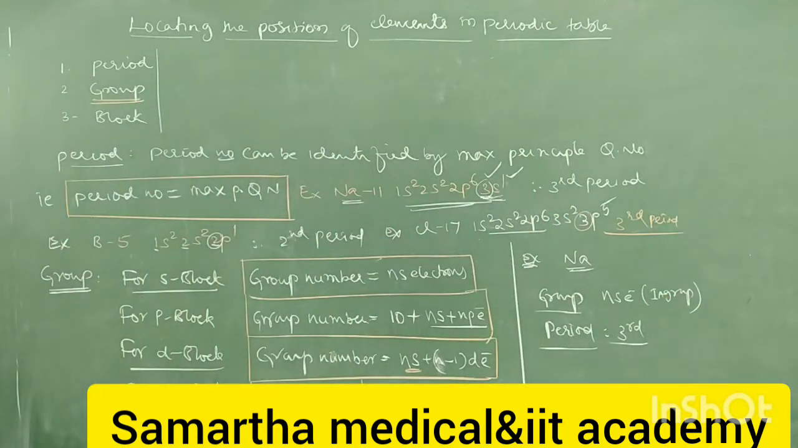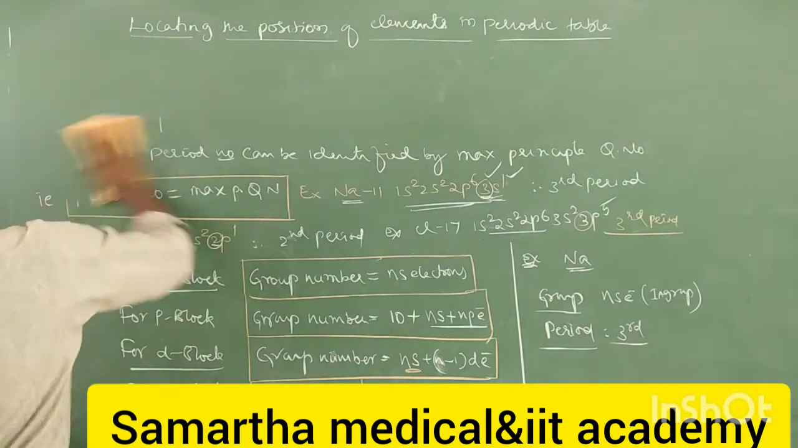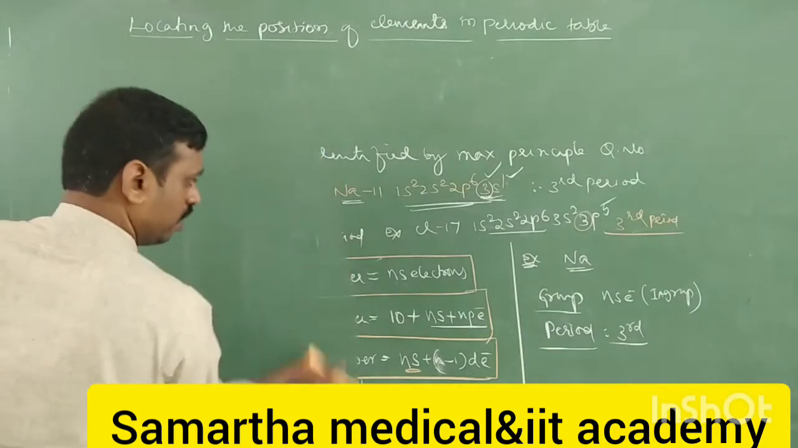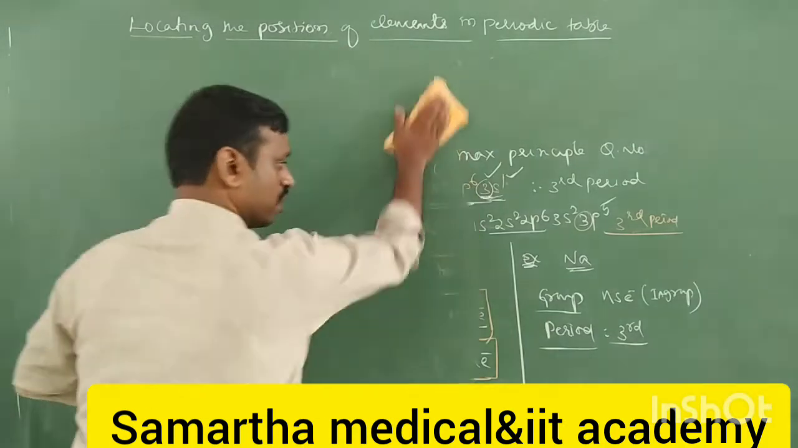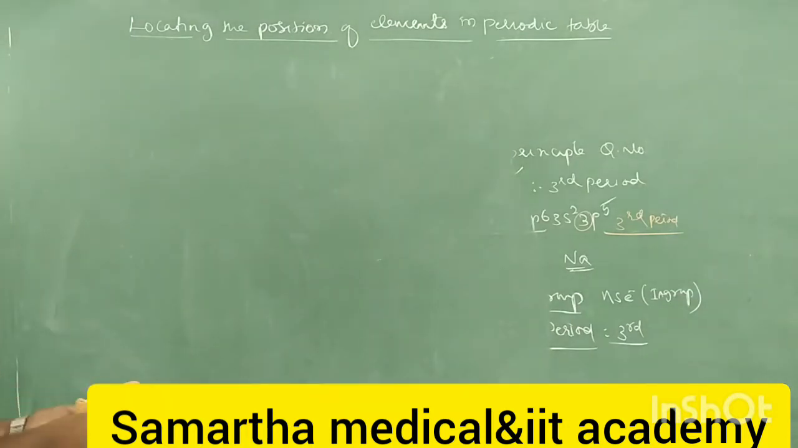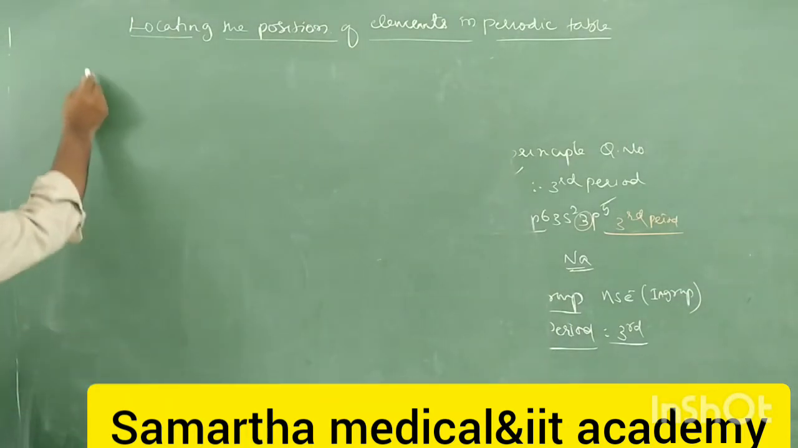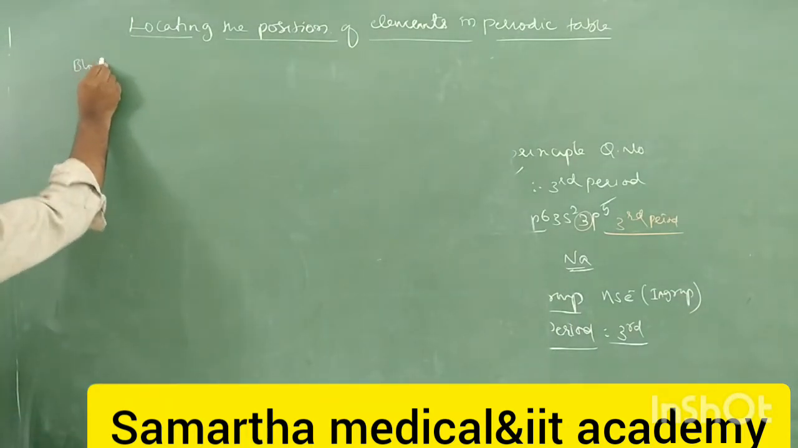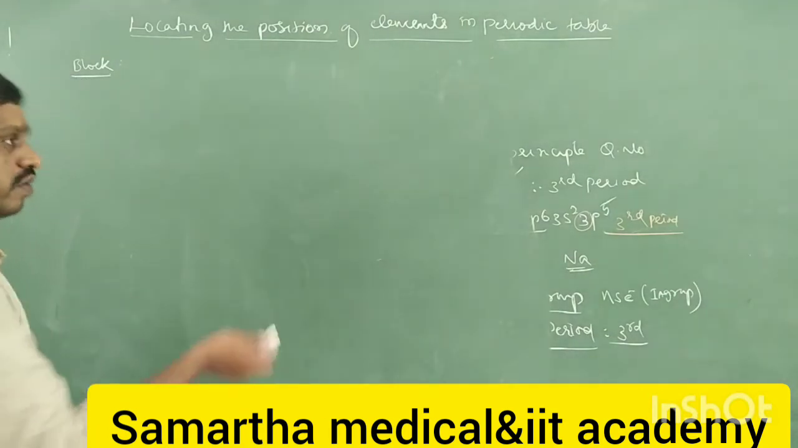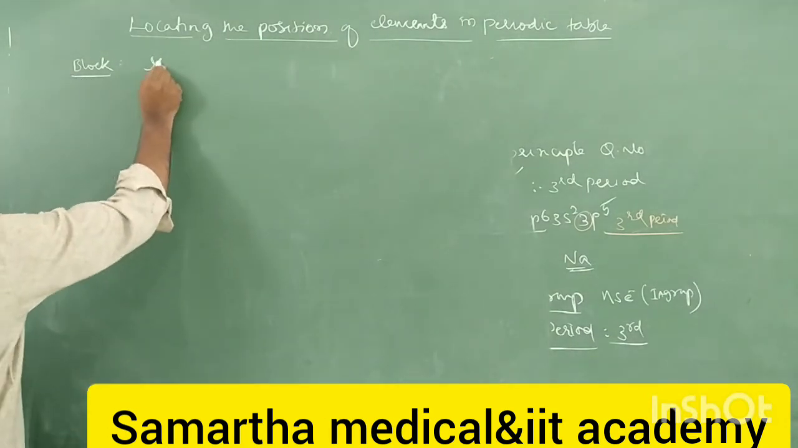Okay. Next, tell me about block. How to identify which block an element belongs to? The differentiating electron enters into which orbital? It is also based on electronic configuration. Write down: identification of block. It is based on the differentiating electron, right?